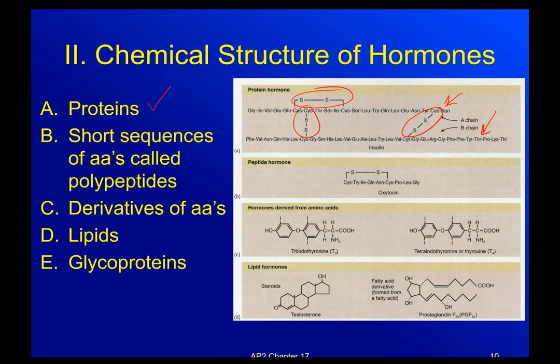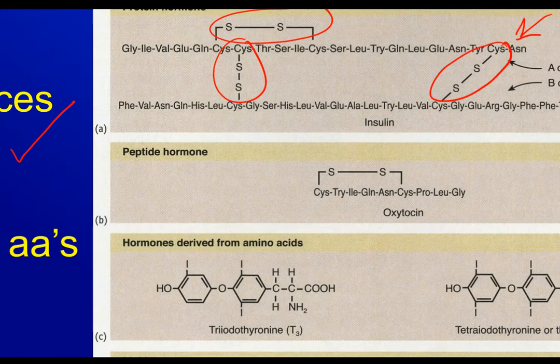You can also have these short sequences of amino acids called polypeptides. Most proteins are going to be hundreds of amino acids long. Polypeptides are very short. If you look here, this is only 9 amino acids long, and it's held together by a disulfide bond. Di means two, sulfide, sulfur. There's one sulfur, there's another. This is oxytocin, and it's a peptide hormone. It's a very short sequence of amino acids that are bound together.